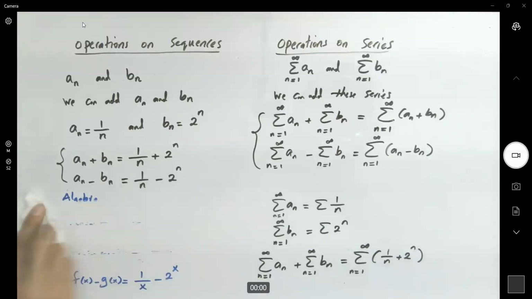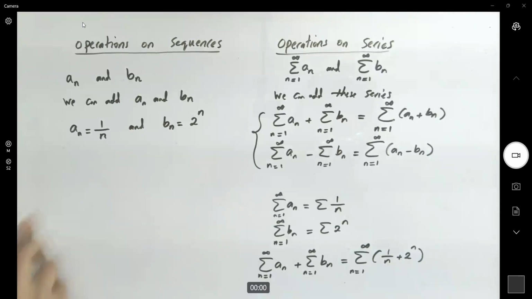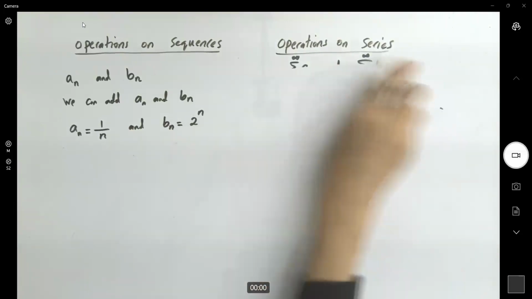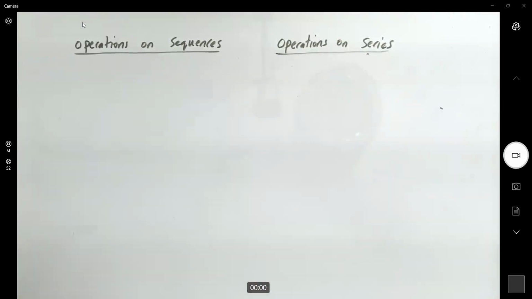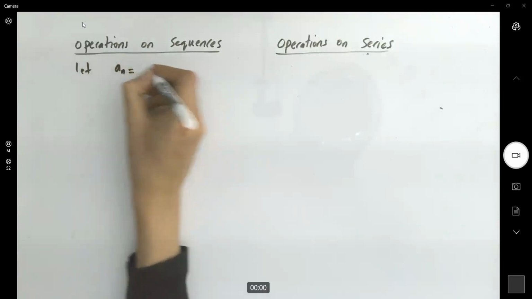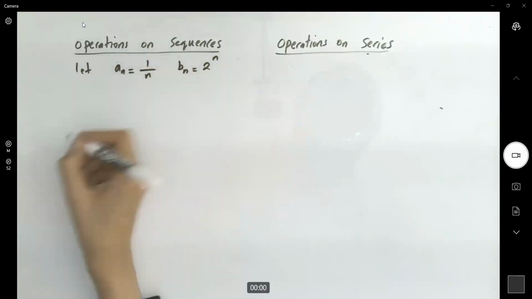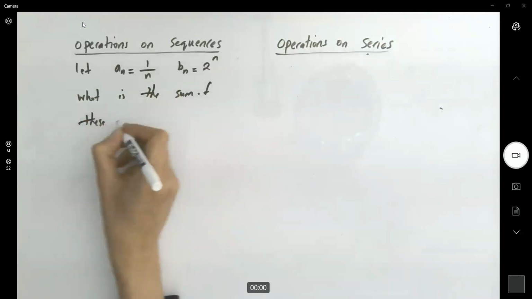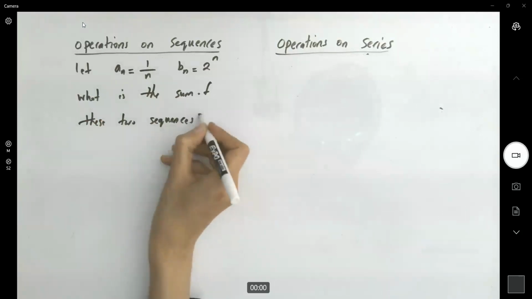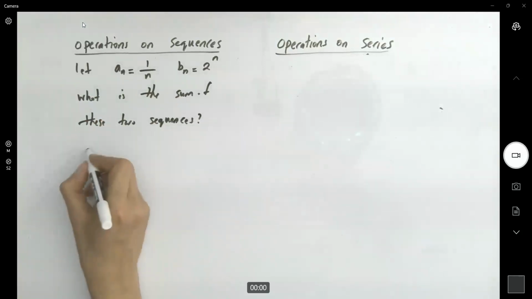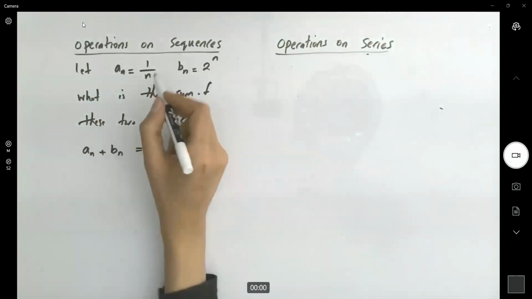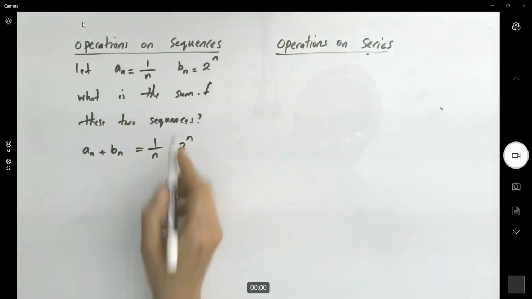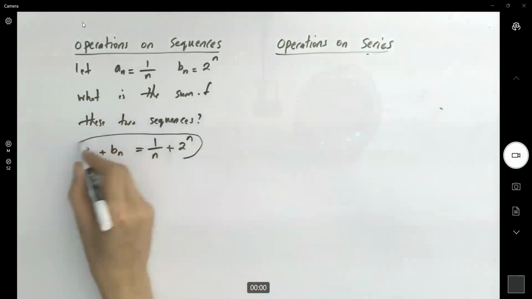So for example, if I ask you to find the sum of the following sequences and series, it's going to be as follows. Let a_n be 1 over n and b_n be 2 to the n. What is the sum of these two sequences? So this is a question. You're going to say that, hey, a_n plus b_n is just writing the definition of a_n, 1 over n, writing the definition of b_n, 2 to the n, and this is my new sequence. So this is your final answer.